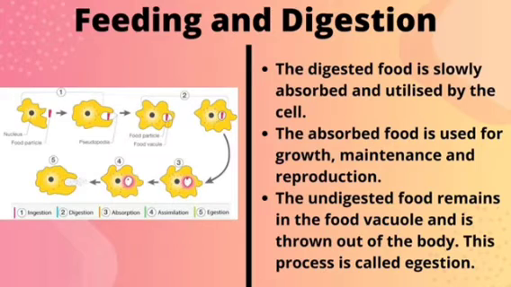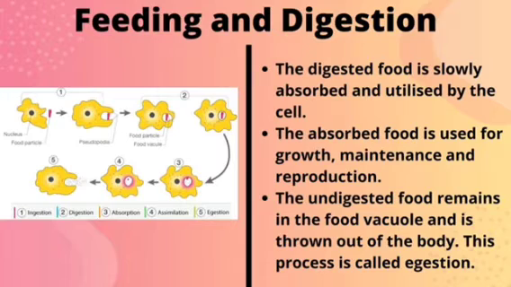And this absorbed food is used for growth, maintenance, and reproduction, multiplication of the animal. So what happens to the undigested food? Now this undigested food remains in the food vacuole only, and slowly the food vacuole moves towards the cell membrane, and the cell membrane opens and the undigested food is thrown out of the body. So this process is called egestion.